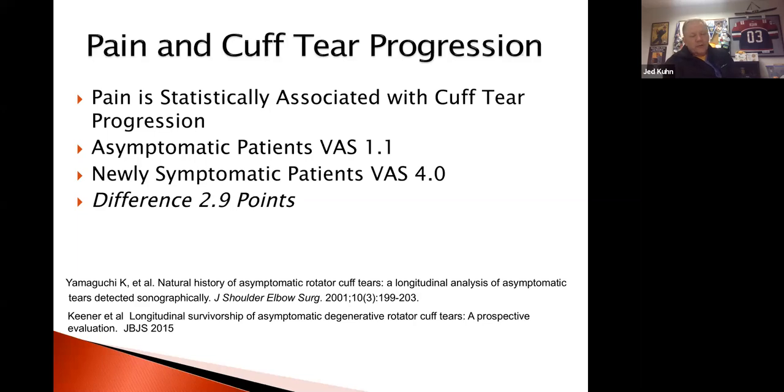Rotator cuff tear progression can happen, as Jay will tell you, because this is mostly coming out of his work. It can happen asymptomatically, it can happen with mild symptoms, or it can happen with an injury. And we know that when someone's cuff tear progresses, there's a statistically significant association with the development of pain. But the problem is the pain doesn't go up much. It goes up by a difference of 2.9 points, which is just above the minimally clinically important difference for the visual analog scale for pain. So they'll say, yes, I have a little bit more pain than I used to have, but it's not grossly abnormal when the cuff tear progresses.